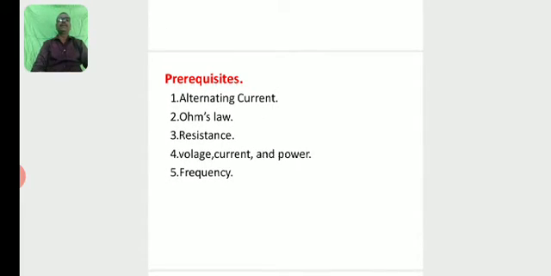Prerequisites: alternating current, Ohm's law, resistance, voltage, current and power, and then frequency. These are some of the very important prerequisites for the study of reactances and then the impedance.